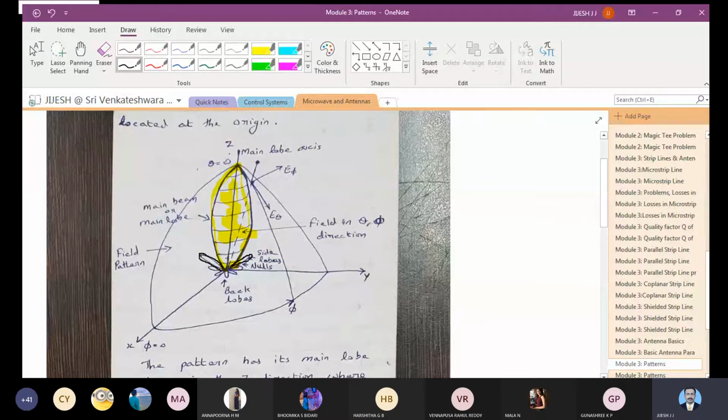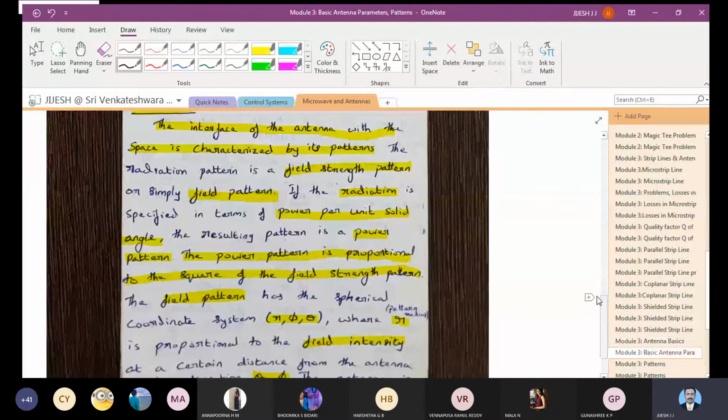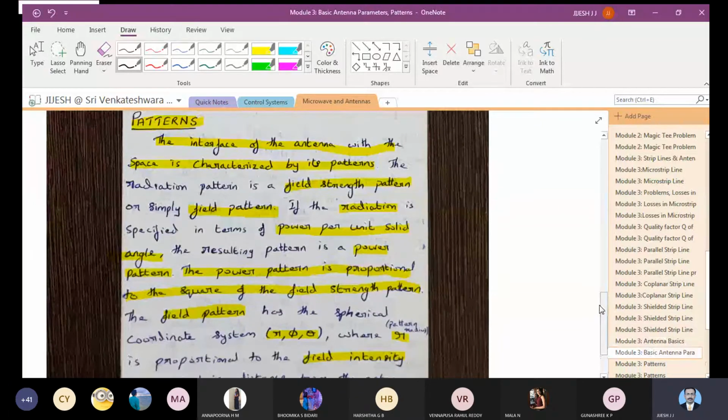So this we'll be studying, I'll come back to this again. First you can complete that basic definition and its explanation. After that we'll come back to that. So write down pattern: the interface of an antenna with space is characterized by pattern. That is the definition for that.